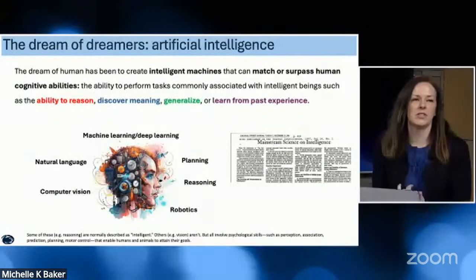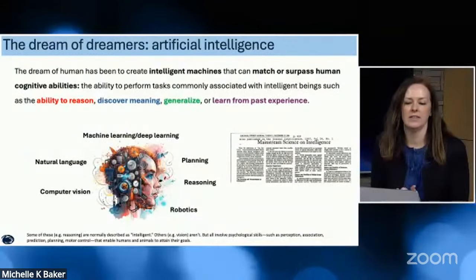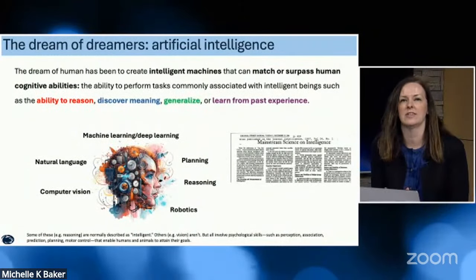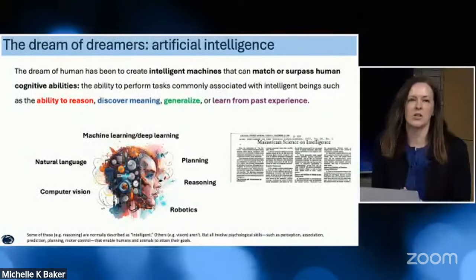So, artificial intelligence has been the dream of humanity to create for many years. Basically, humans have wanted to create an intelligence that is similar to our own, if not identical. And as a result, we're trying to develop computers with the ability to reason, discover meaning, and generalize. And so we're getting a little closer to that. Of course, we're not at artificial general intelligence yet. We're still at the artificial generative intelligence stage, which is vastly different. And that's what I'm going to be talking about today.